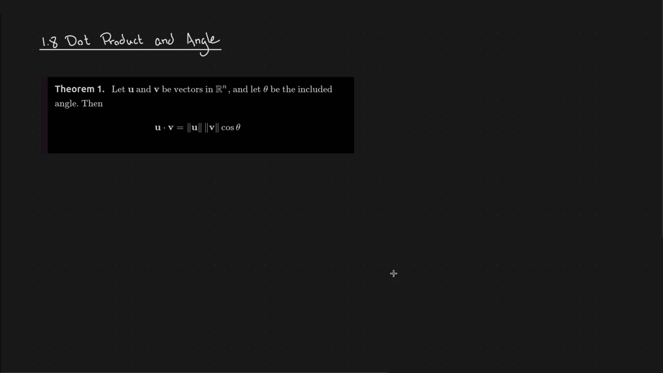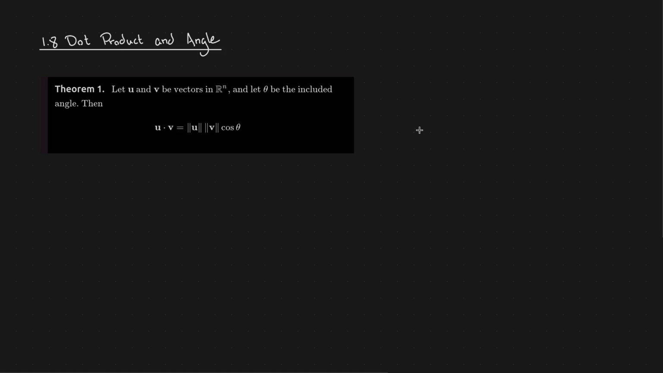And the root of those properties comes from this theorem. Let u and v be vectors in Rn, and let theta be the included angle. Then the dot product of two vectors u and v tells you something very important about the cosine of the angle between those two vectors. It helps us learn about the angle between vectors. And let's make sure we understand what this included angle is.